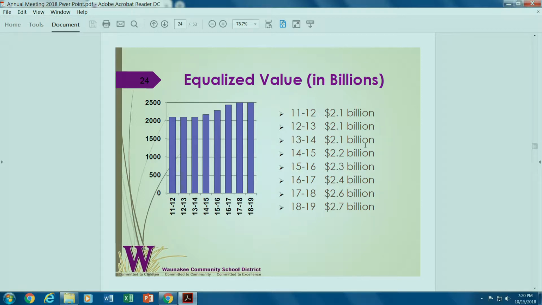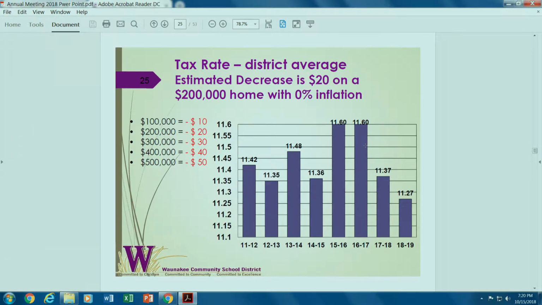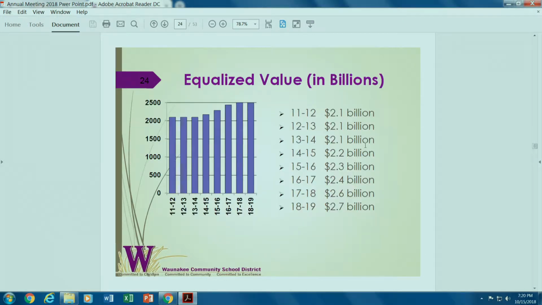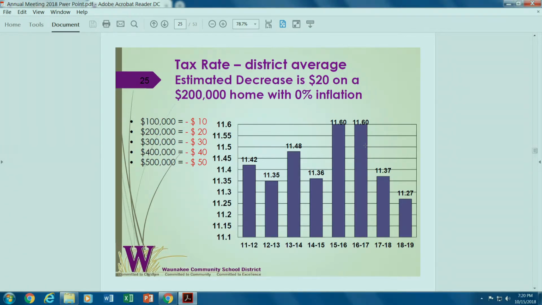It does have a positive impact on pushing our tax levy and our tax rate down. So this is actually projected at 11.27 as our tax rate. You can see the impact on a $200,000 home. There's an estimated $20 decrease. But this was based off of a 3% increase in our valuation, and as I stated, that 2.7 is pushing 2.8, so it will further compress downward our tax rate. So that will have a further positive benefit for our taxpayers.